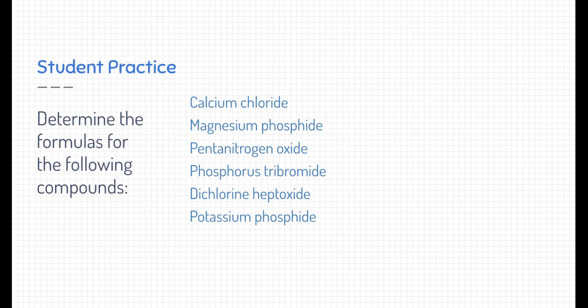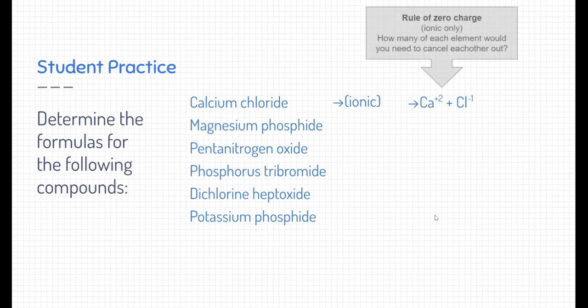Again, in order to do anything with these, we need to know whether it's making an ionic bond or a covalent bond. So calcium chloride is ionic. Calcium is a metal, chlorine's a nonmetal. Now, this is going to tell us how to combine the two together. Remember, ionic bonds use the predictable charges from the periodic table. So if you don't have your periodic table out, you might want to get it out to find these charges.